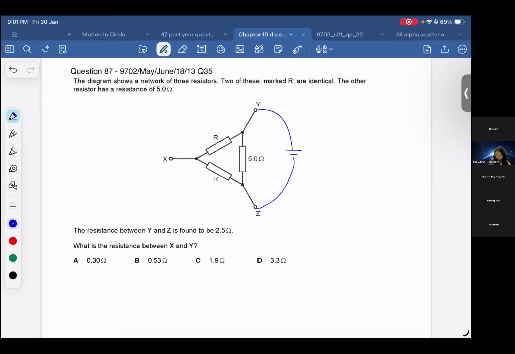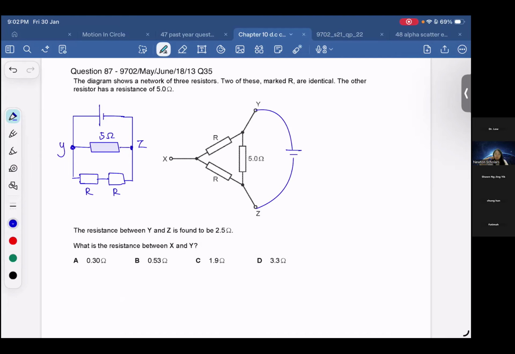Whatever, I just draw like this. Y to Z. So if I draw the circuit, it will be like this. This one will be 5 ohm. Here will be R and R. You must agree with what I draw. You must understand what I draw right now. So the resistance between Y and Z, Y and Z is here.